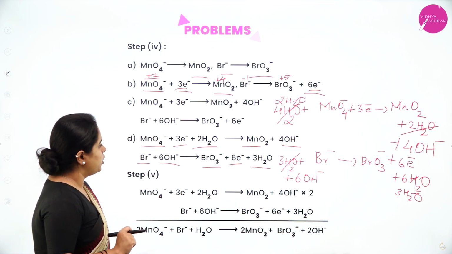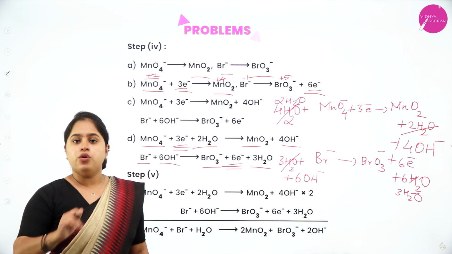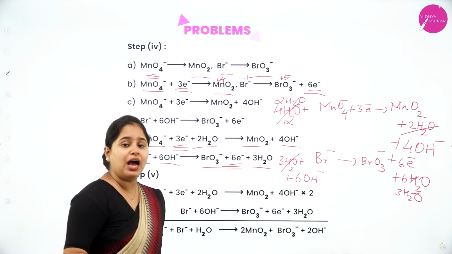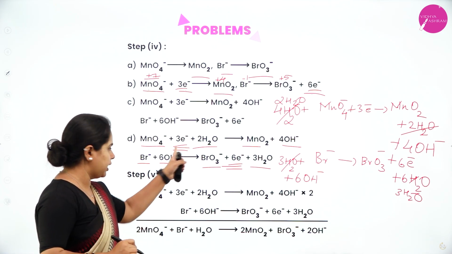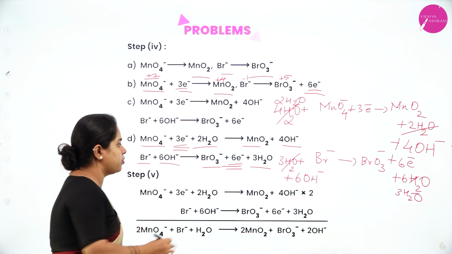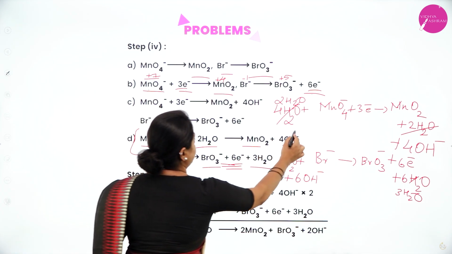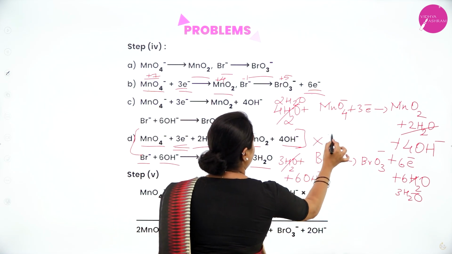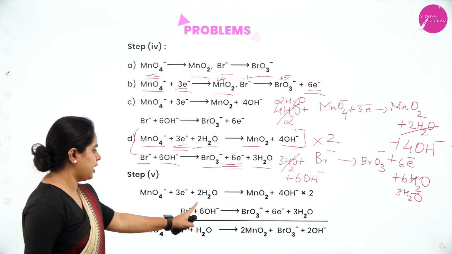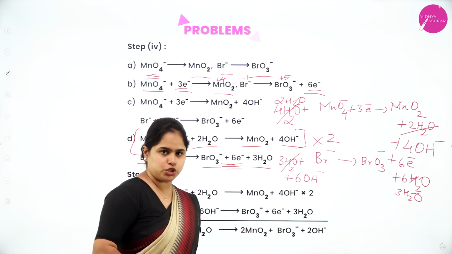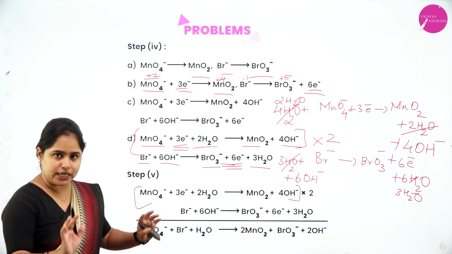Now you can see 3 electrons here and 6 electrons in the other case. The next step is to balance the number of electrons. In the reduction half reaction you can see 3 electrons, and in the oxidation half reaction you can see 6 electrons. So how can you balance this? If you multiply the reduction half reaction by 2, the number of electrons will be the same, right? That is MnO4 minus plus 3 electrons plus 2H2O gives MnO2 plus 4OH minus. This reaction we are multiplying by 2, and this equation we keep as it is.